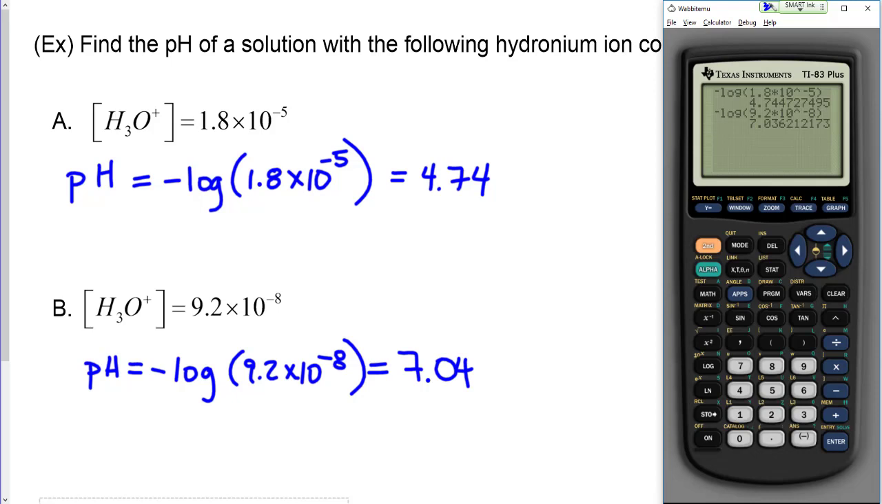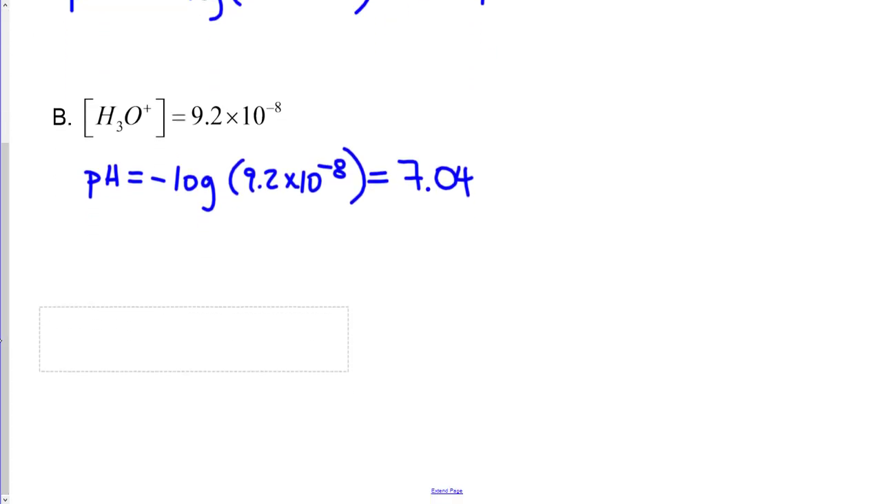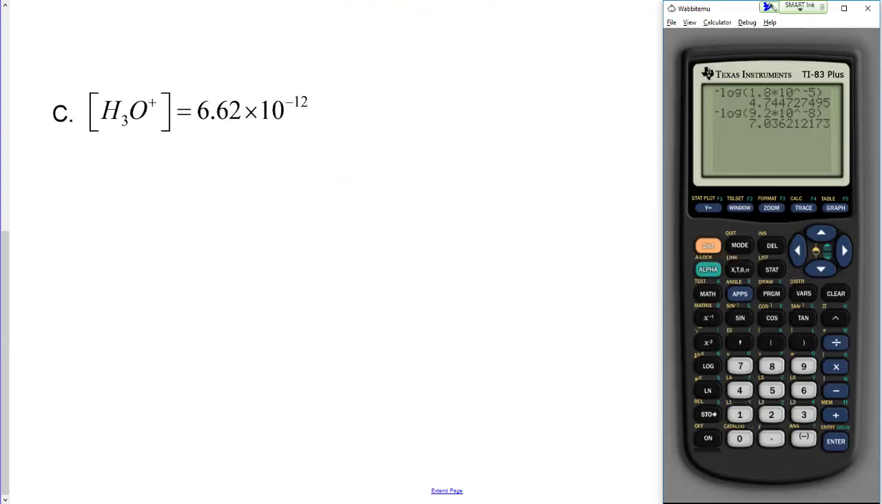The first one was a little bit more on the acidic side. And one more here. So if I have a hydronium ion concentration of 6.62 times 10 to the negative 12th, then the pH level is the negative common logarithm of 6.62 times 10 to the negative 12th power. So plug it in and you'll get your answer.